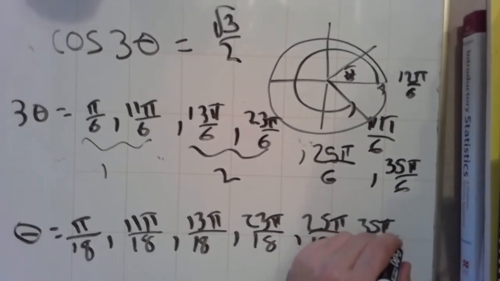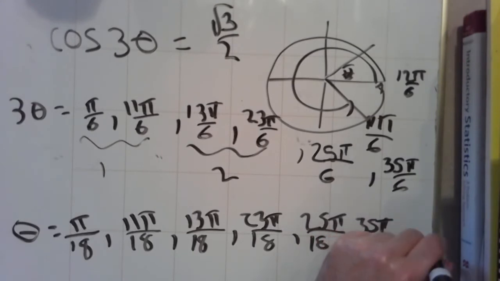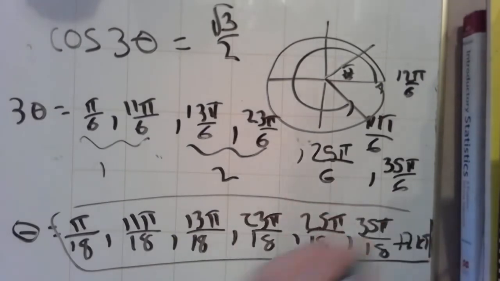And then at the end, don't forget the plus 2k pi. So there are all the solutions. All of these are less than 2 pi. Like, you could even check that. 36 over 18 would be 2 pi. That guy is less than 2 pi. So that's one way to do it.